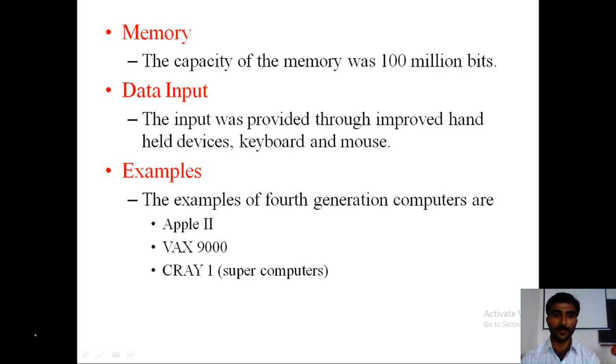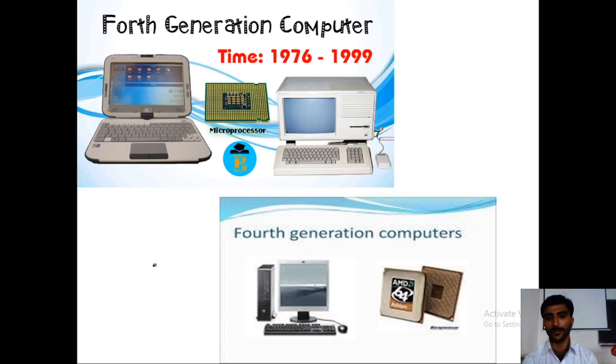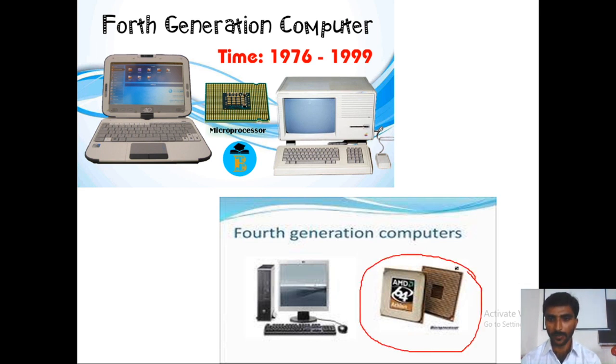Okay, so these are the examples of the fourth generation: Apple II, VAX 9000, Cray-1 supercomputer. This is all about the fourth generation. See, these are the computer examples for the fourth generation. See, these are microprocessors. The example of an AMD microprocessor. So many different types of microprocessors are there. In one microprocessor, we can add hundreds of millions of very small components, right? So this is a fourth generation computer.